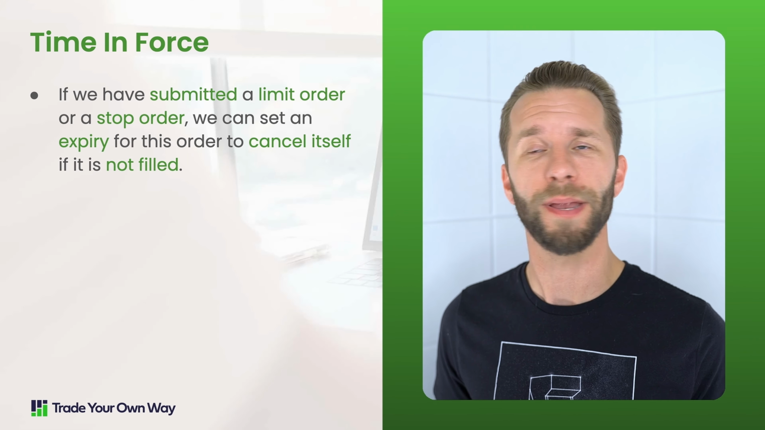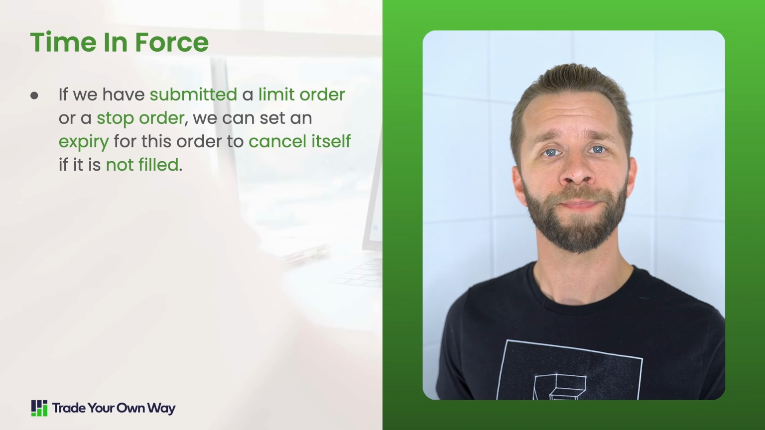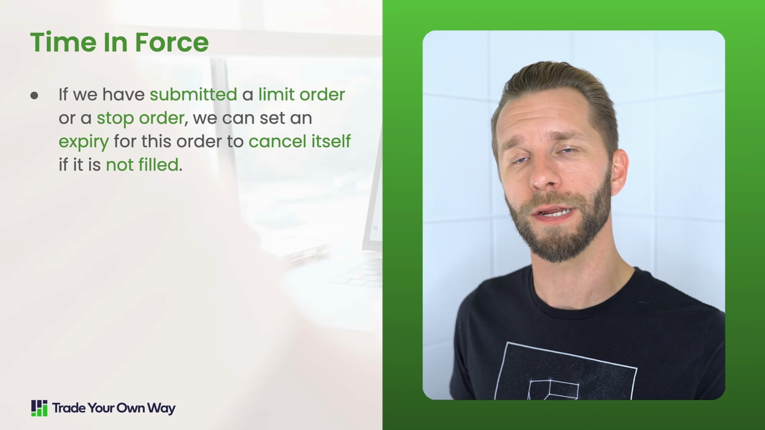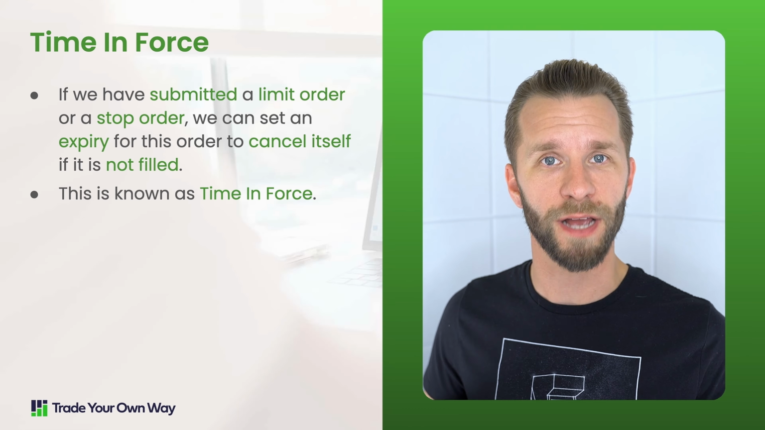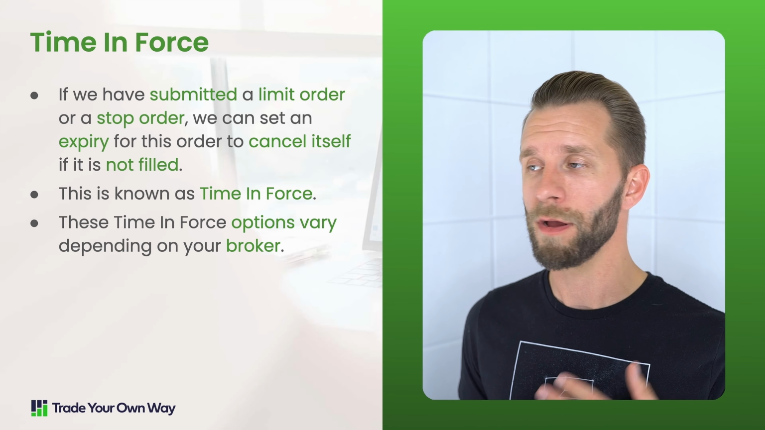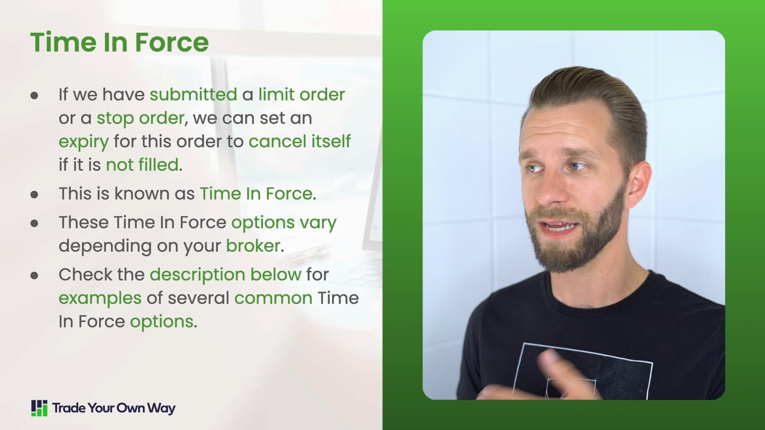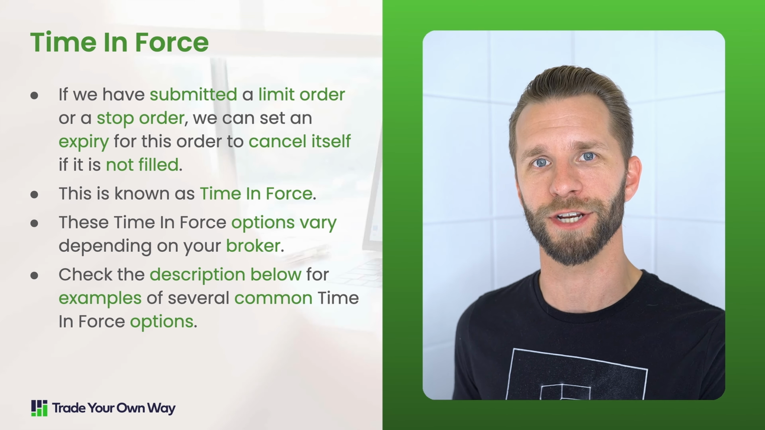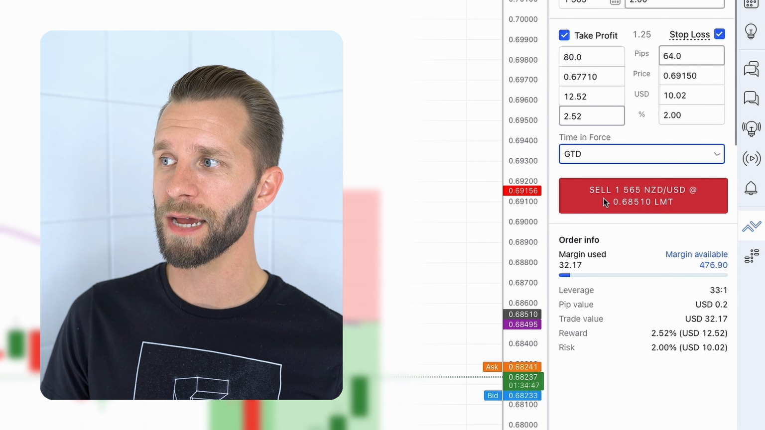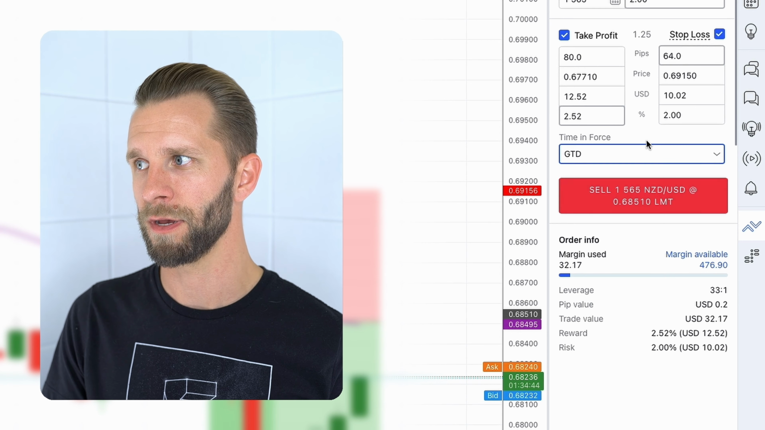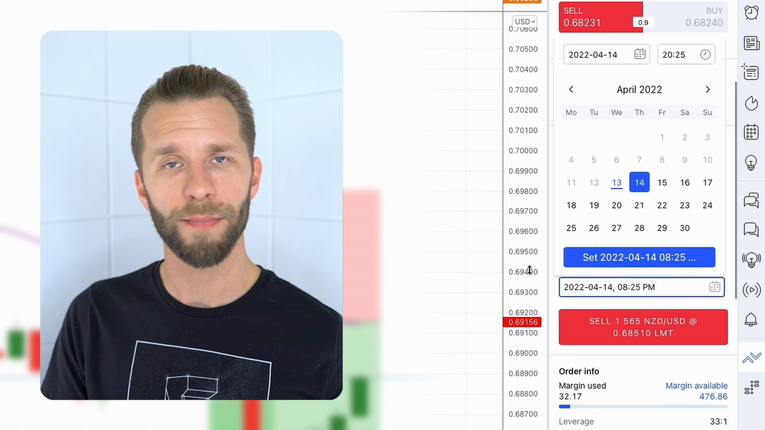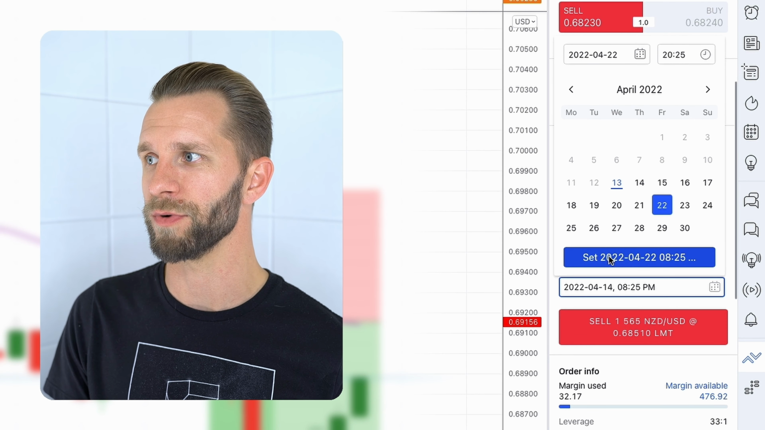Additionally, if we have submitted a limit order or a stop order, we can set an expiry for this order to automatically cancel itself if it is not filled. This is known as time in force. These time in force options vary depending on your broker, so I will list out some of the more common ones in the description below as a reference point for you to check out. GTC, good till cancelled, and GTD, good till date, are the two I most commonly use. When you select good till date, you can scroll down and choose the actual cutoff time and date you would like for this to expire.